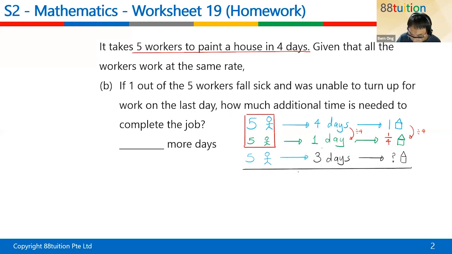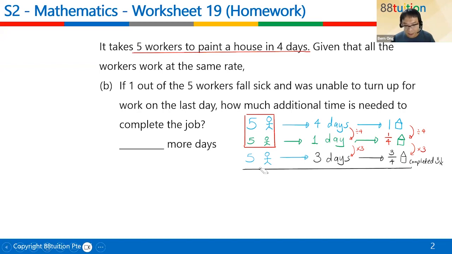So if I have 3 days pass, how much of the house is completed? Times 3 down here, so down here also must times 3. So 1/4 times 3 is actually 3/4 of the house being completed. Are you okay with this? 3/4 of the house is completed by the 5 men over 3 days.